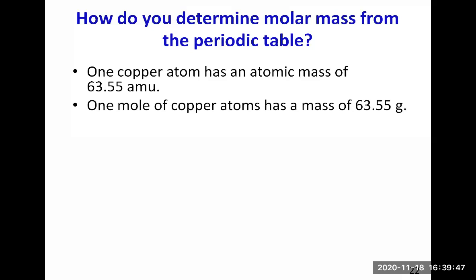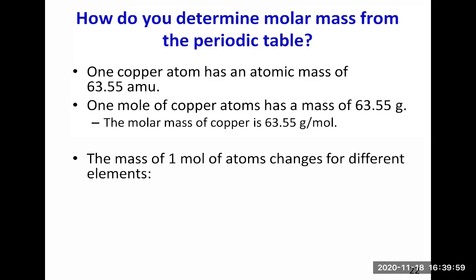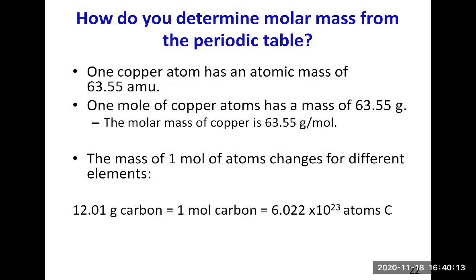If you calculate that, that's what you end up with. So that means the molar mass of copper is 63.55 grams per mole. So those numbers that you find in the periodic table are also the molar masses of your elements. It's the same number. So the mass of 1 mole of atoms changes for different elements, as we saw with the atomic mass. For example, carbon, it's 12.01 grams of carbon for 1 mole of carbon.